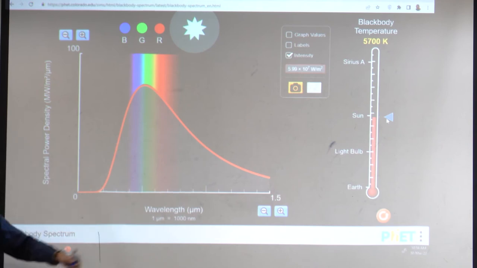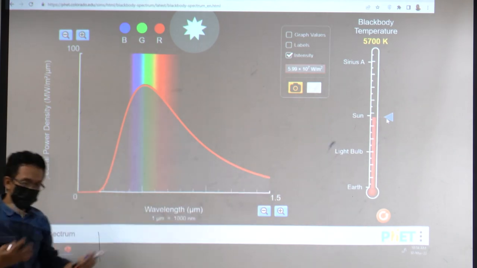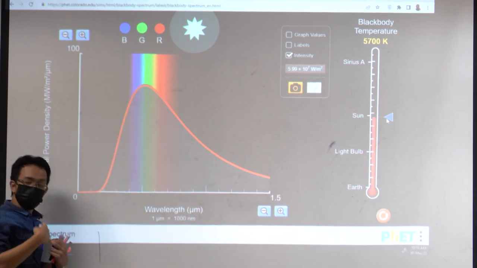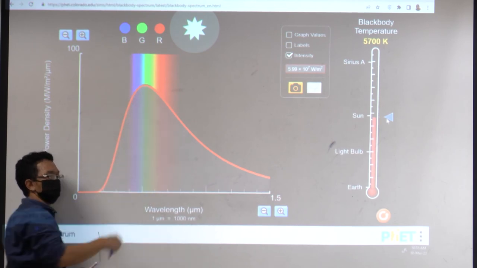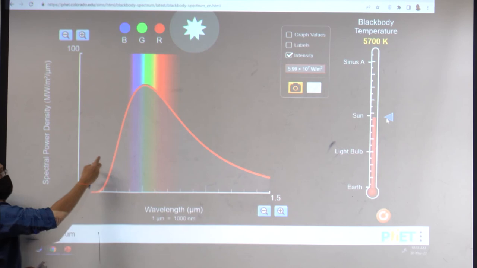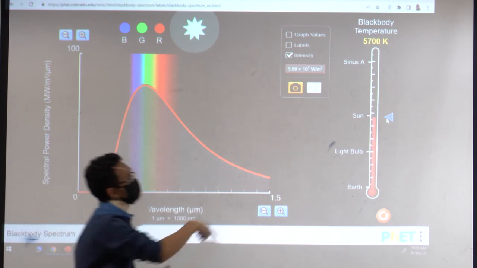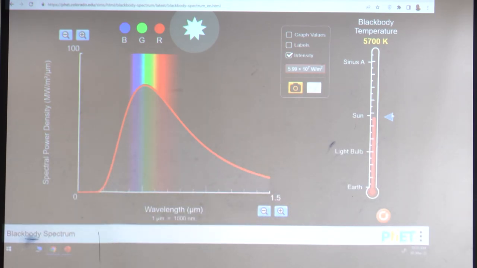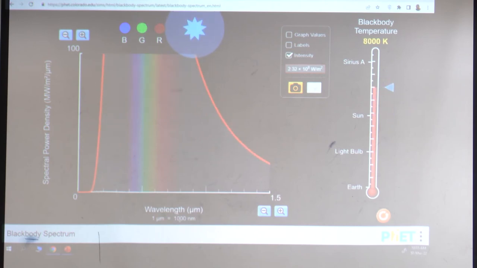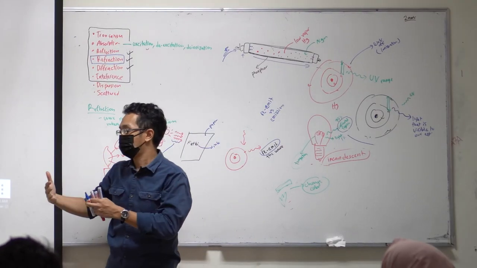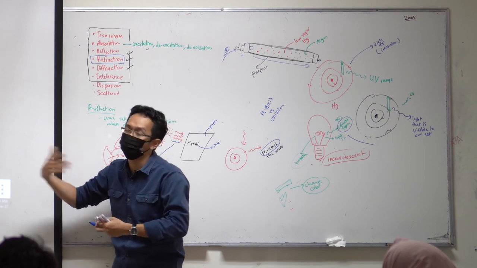For example, the sun. The sun glows, but the sun only gives radiation that you can see in the visible light. Even though the sun is very hot, it doesn't emit this high energy region like gamma ray or X-ray. Even if you go to a very hot star, you can see it will break here. This is the UV region. Meaning that even though you heat something very high, it will not be able to give off radiation like gamma.